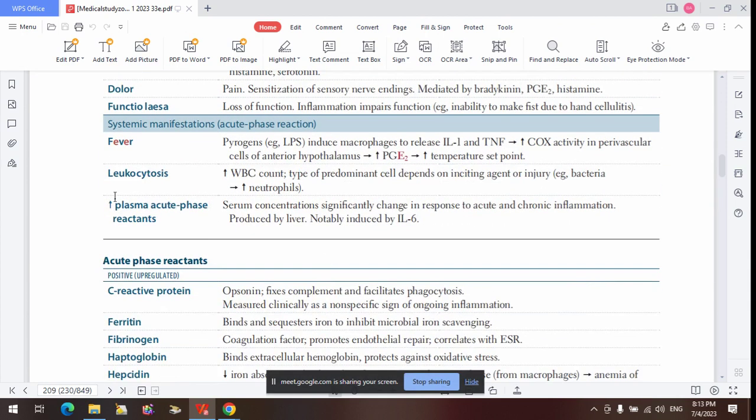So what are the systemic manifestations of acute inflammation, or inflammation generally? Fever, leukocytosis, and elevation of the acute phase reactants. So we discussed the mechanism for the fever. We said, for example, if there's an infection, different infections will have different pyrogens. So if it's a gram negative, they have elaboration of LPS, which is a lipopolysaccharide. If it's gram positive, lipoteichoic acid. If it's a virus, the nucleic acid and other things.